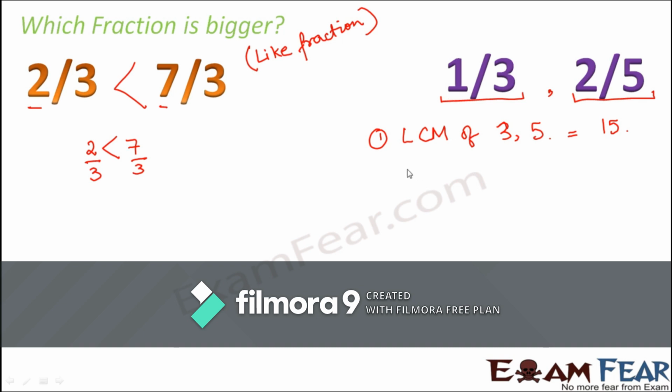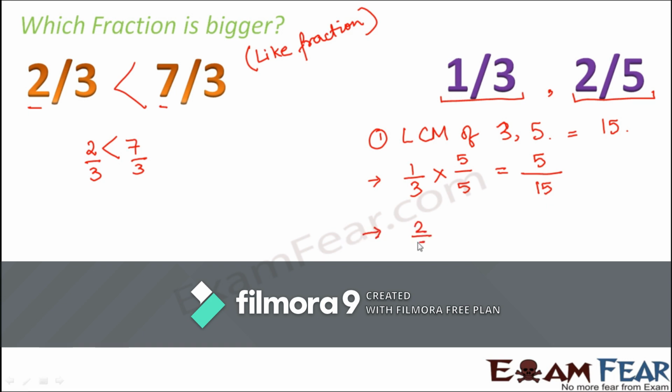Now, once we have found this out, we consider both the fractions one by one. So, first we consider 1 by 3. We multiply both the numerator and denominator by a whole number such that in the product the denominator is 15, because 15 is the LCM. So 3 into what gives 15? 3 into 5. So we will multiply the numerator also by 5. So what do we get? We get 5 by 15.